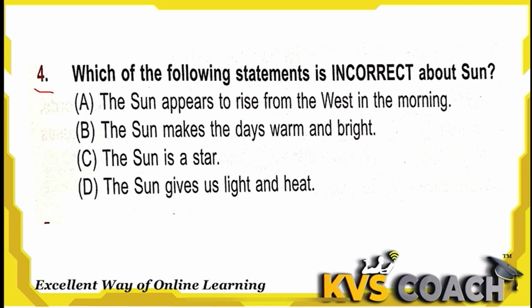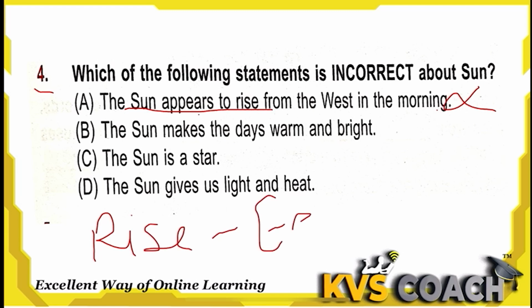Question 4, which of the following statements is incorrect about the sun? Option A, the sun appears to rise from the west in the morning. This is incorrect. The sun rises from the east and sets in the west. So this is the wrong statement, so it can be the incorrect answer.